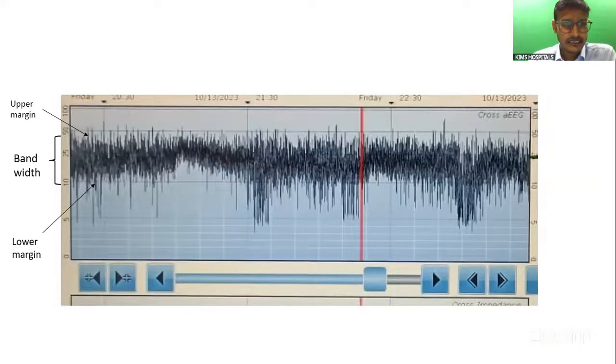Coming to the exact trace, the trace of electrical activity is represented as microvolts. The lowermost margin represents the lowest microvolt, that is the amplitude, and the upper margin corresponds to the highest detected voltage. This is called the bandwidth, or the trace. The upper margin constitutes the highest electrical activity detected in microvolts, and the lower margin corresponds to the lowest detected electrical activity.